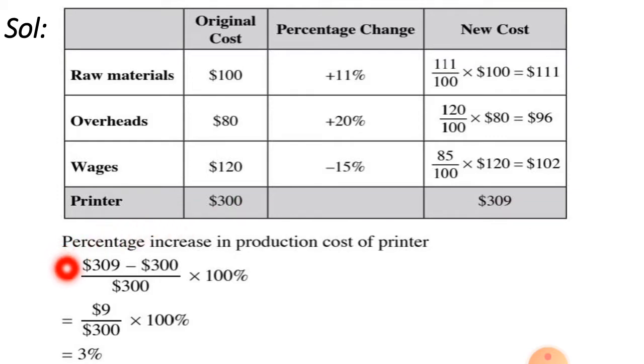The formula that I told in week 16 session 1: percentage increase in the production cost of the painter, over here the amount of change will come. Now we subtract these two numbers, it will come 9, and the denominator will be the original cost, so 300. When we calculate these numbers, it will come 3%.